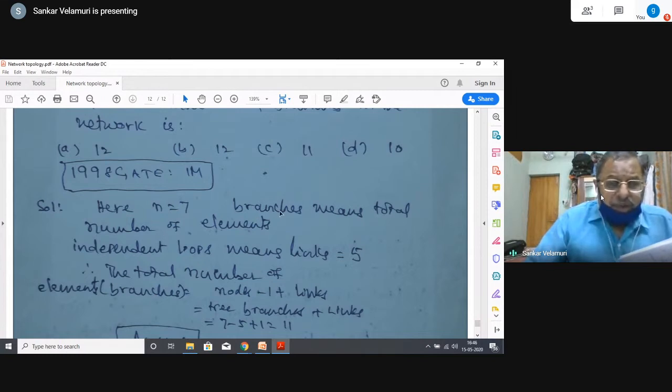Here n is equal to 7. So branches means the total number of elements for this question. Why? Because they kept that idea in mind and treated elements as branches. So independent loops means links, 5. By formula, nodes minus 1 is the number of tree branches, so tree branches plus links is equal to total elements. So this is 7 minus 1 plus 5. Sorry for the mistake, the minus and plus signs are to be interchanged. So this formula is correct. Substituting, 7 plus 5 minus 1 is equal to 11, but not 7 minus 5 plus 1.